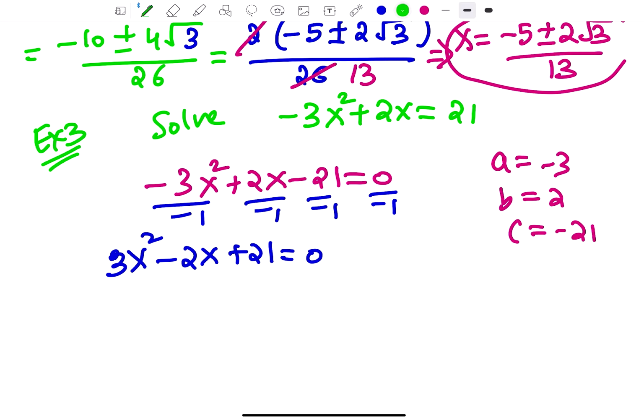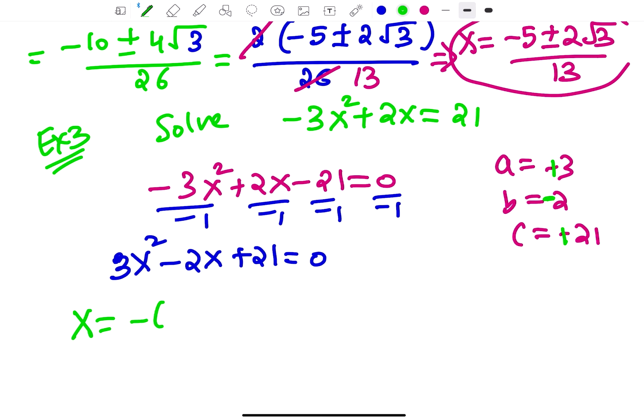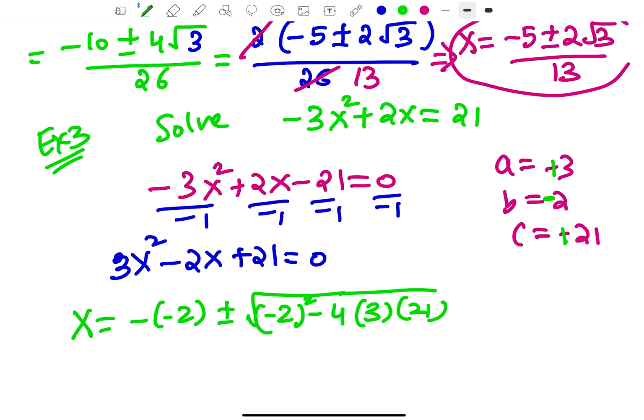So now we can say a is positive 3, b is negative 2, and c is positive 21. It doesn't really make any difference. We could work with the negative a and c, or we can work with the negative b. So now we use the quadratic formula because the equation is in standard form. Negative b, which is already negative, b is negative, plus or minus the square root of b squared minus 4 times a times c, divided by 2a.